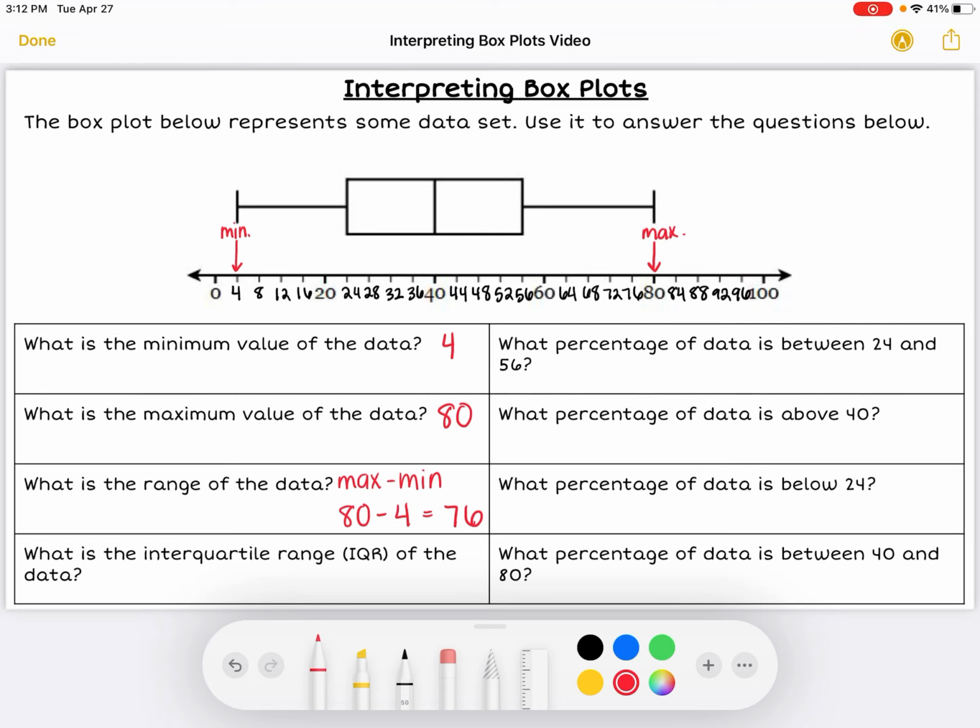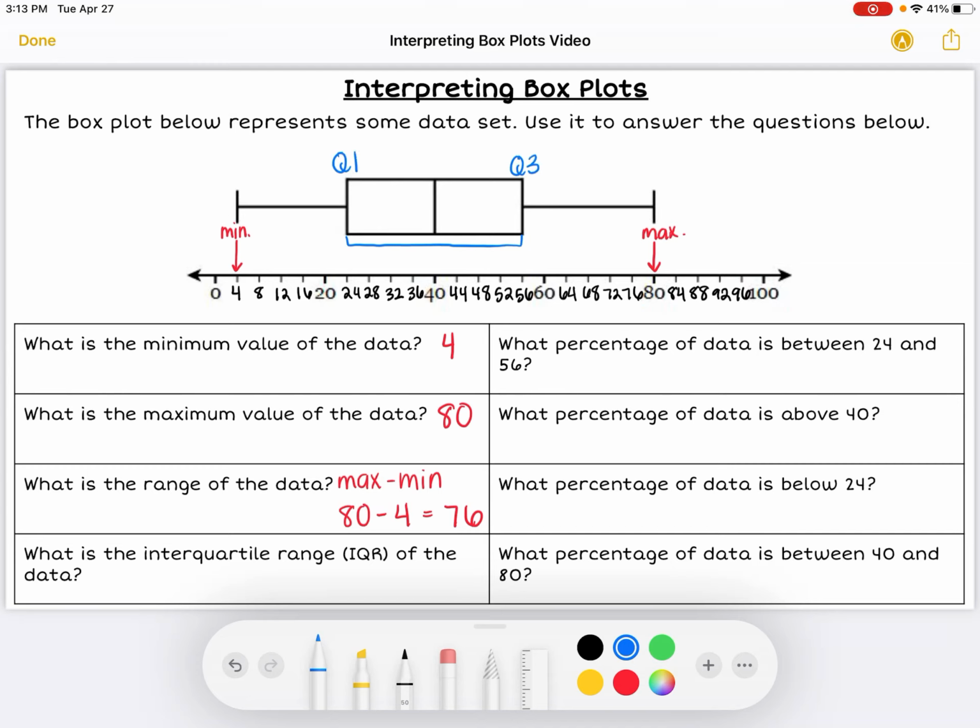The next question says, what is the interquartile range, IQR, of the data? So the interquartile range is this box part of the box plot. I'm trying to figure out how much of the values are in this box, or what the range, where it starts and ends, what that range is. So I know with the range we do max minus min, but with the IQR, it's not going to be called the max and min. It is going to be called the quartile 3 and quartile 1.